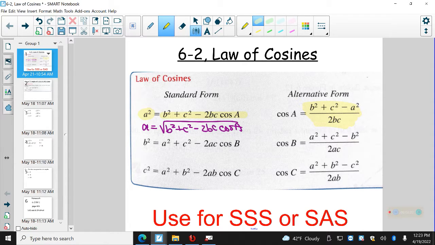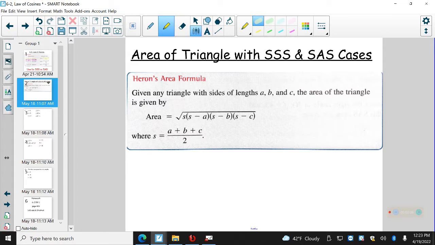Before I go on to that, we also have the area of a triangle. So if I have side, side, side, or side, angle, side, Heron's area formula is what you are going to be using. That is going to be S times S minus A times S minus B times S minus C, the square root of all of that. But how do I find S? Take all the sides, add them together, and divide them by 2. Okay? So that is going to be the area formula.